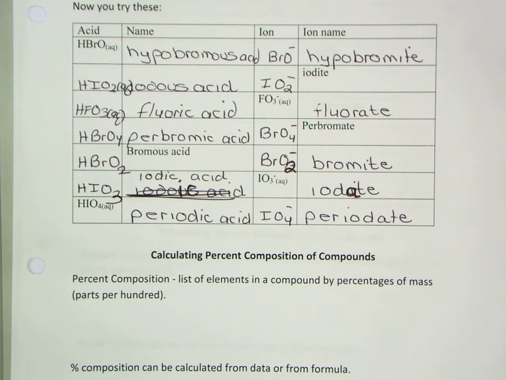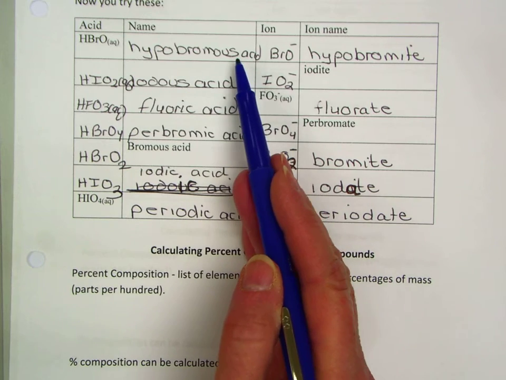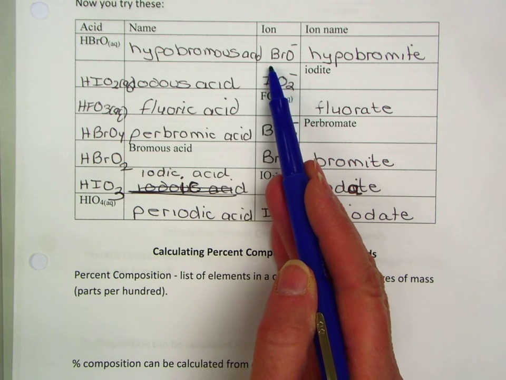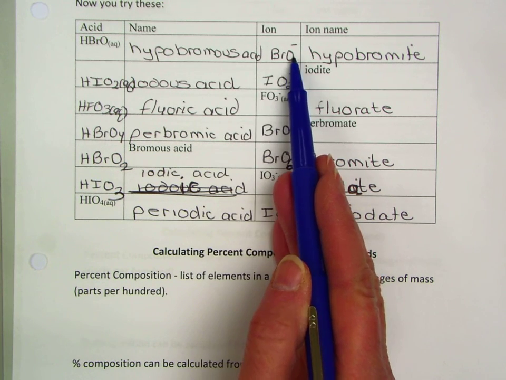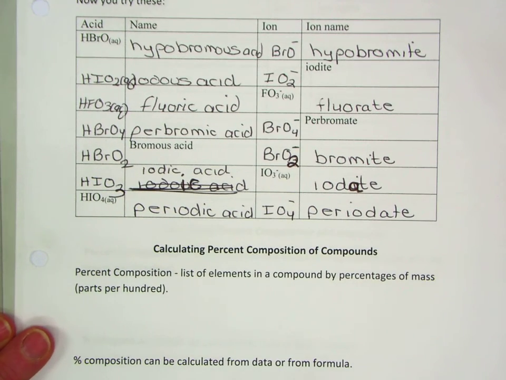Okay, so if you look at this, we had HBrO, or no, HBrO(aq). That's hypobromous acid. Taking the hydrogen off, we get BrO⁻, the hypobromite ion. In the next row, you had to go the other way.